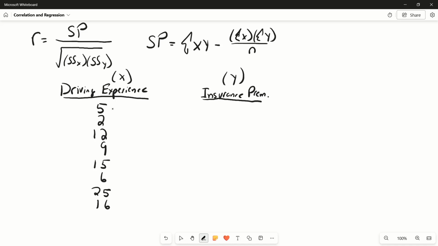And our corresponding, so each person has an X value and a Y value. So the first row is one person, the second row is the second person, the third row is the third person. So you have to line these up. So someone had 5 years, paid $64. Someone with 2 years paid $87. Now this is actually on the cheap end compared to what it is now. 12 years was down to $50. 9 years, $71. 15 years, $44.